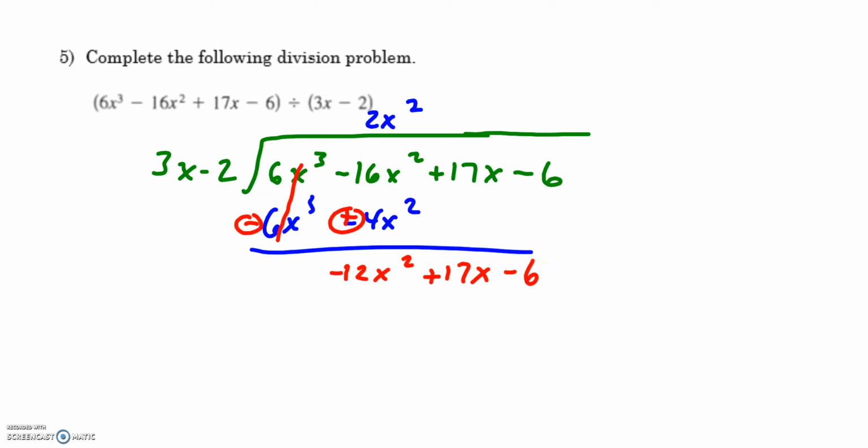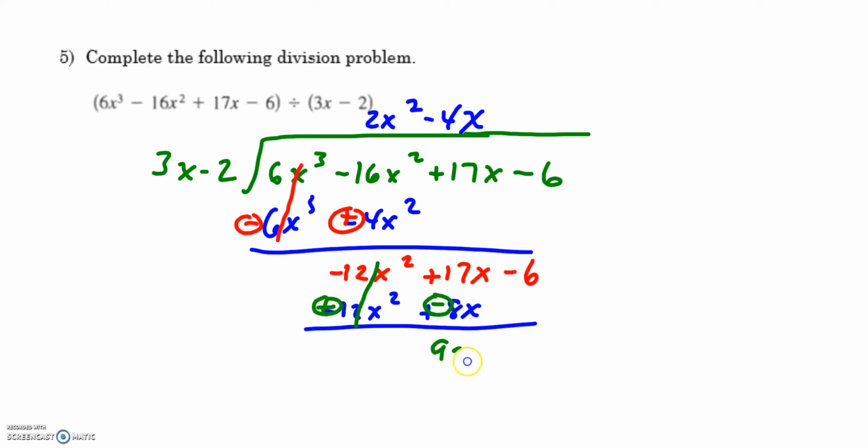Now for round 2. Does 3x divide evenly into negative 12x squared? Why, yes it does. Negative 4x times to be exact. So if I multiply that back, I would get negative 12x squared. Negative 4x times negative 2 is a positive 8x. And again, because I'm subtracting both of these, both of their signs eventually change to a positive and a negative. So again, this crosses out, and this combines to be a 9x minus 6.